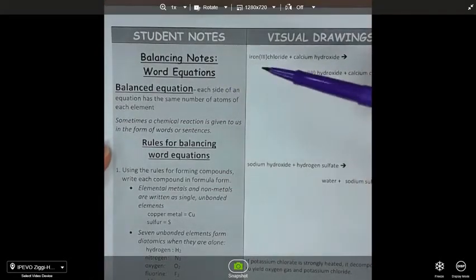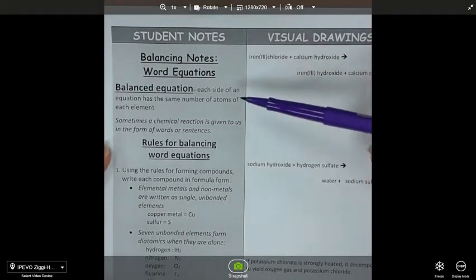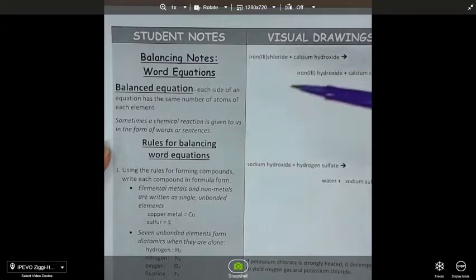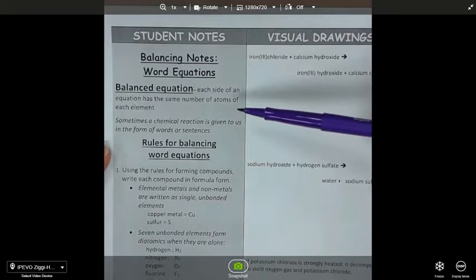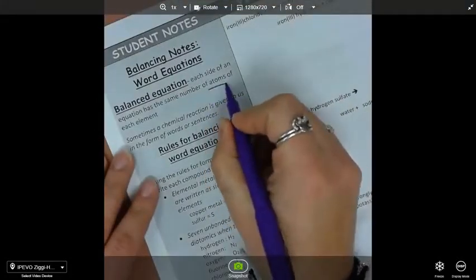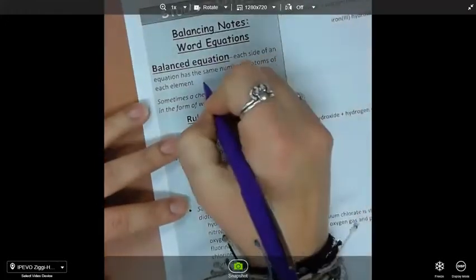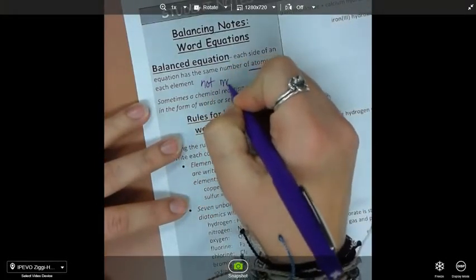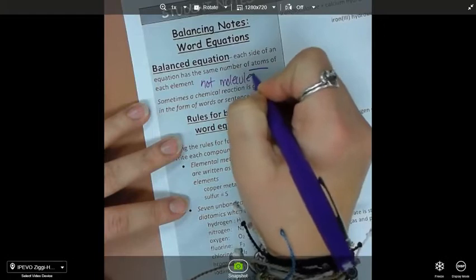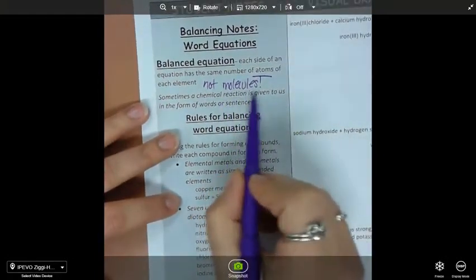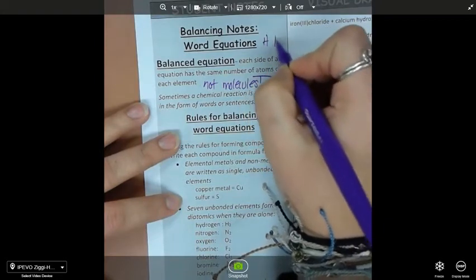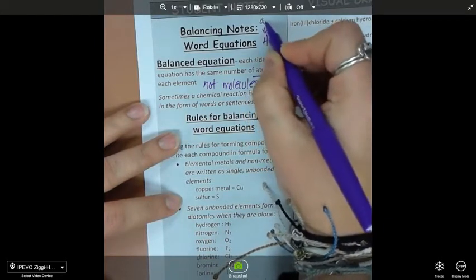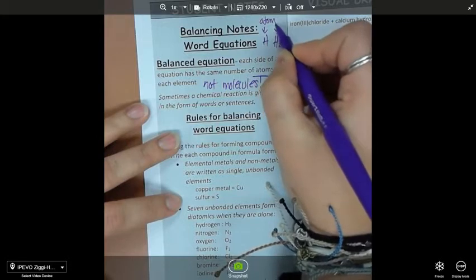So you guys have been balancing equations using coefficients for the last couple of days already, and we know that a balanced equation has the same number of atoms on each side of the equation. Same number of atoms, not molecules. Number of atoms is what's conserved, not molecules, like H versus H2. This is an atom. This is a molecule.